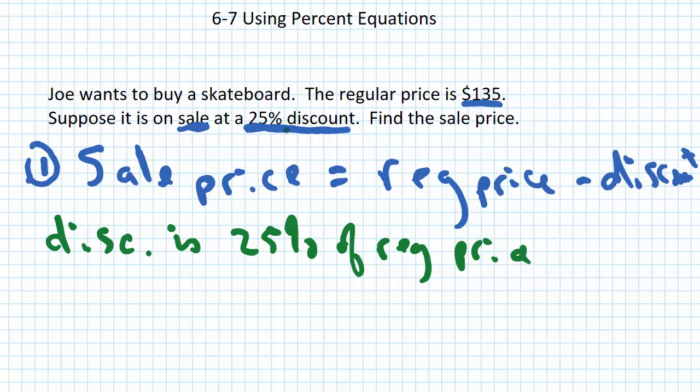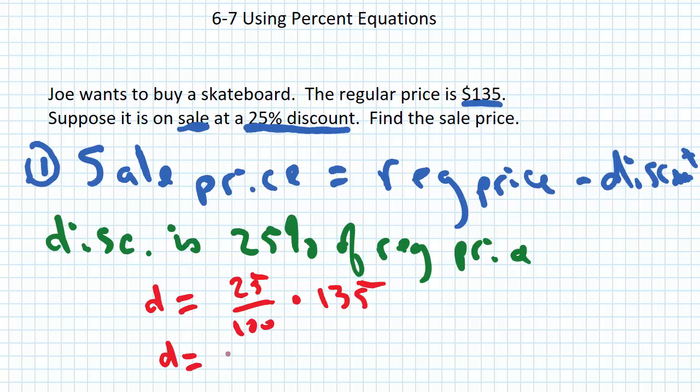Because the discount is 25%, and what 25% discount means is 25% of the regular price. Well, I can just make this into an equation. The discount is 25% of regular price. So 25% is 1 over 4, so it's a quarter. And 1/4 of 135 is, handy dandy calculator tells me, 33.75. So that's the discount.